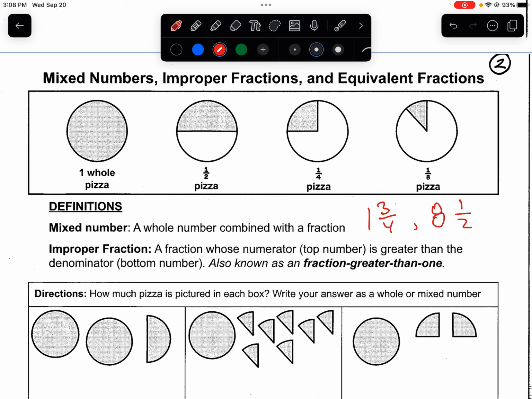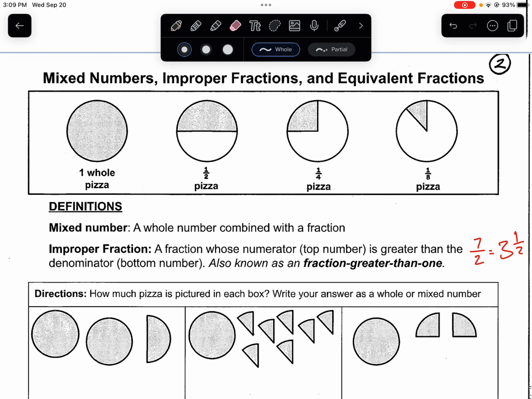And an improper fraction is a fraction whose numerator is greater than the denominator, so whose top number is greater than the bottom number, also known as a fraction greater than 1. Normal fractions like 3/4 or 1/2 have a numerator, or top number, smaller than the denominator. But with an improper fraction, we would have something like 7/2. The top number, the numerator, is bigger than the bottom number. The reason we call 7/2 an improper fraction is that you can make 3 wholes out of that and have 1/2 left over. So that's called an improper fraction, or a fraction greater than 1.